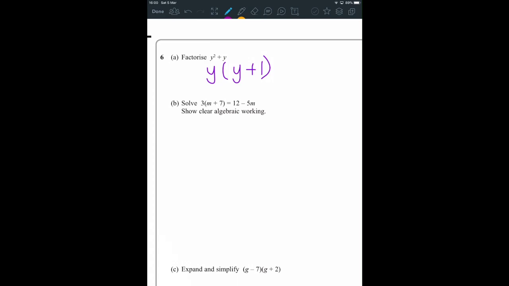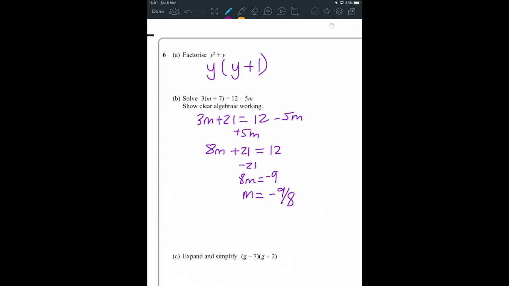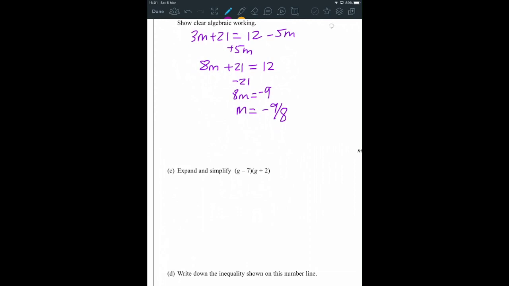Solve. We need to expand out the brackets on the left. We then want to bring all the m's to the same side, so I'm going to add 5m. If we do have a negative amount anywhere, we want to clear that. Subtract off the 21, so 8m is negative 9. So m is negative 9 over 8. If I sub that back into the original equation and it's correct, I know I've got the correct answer.